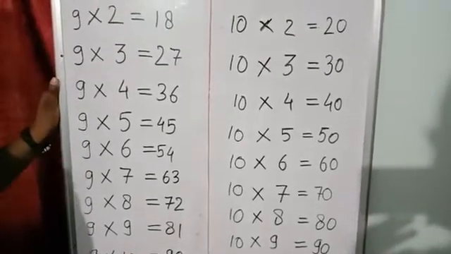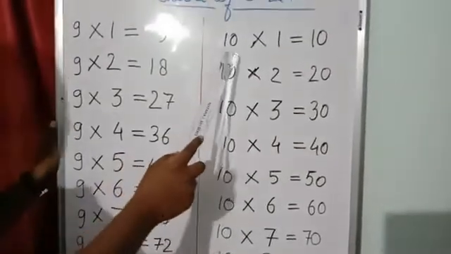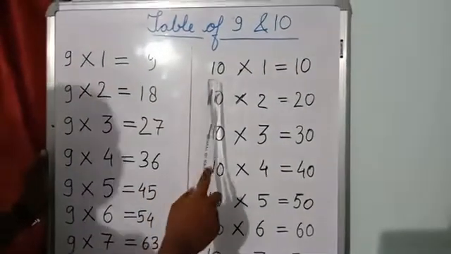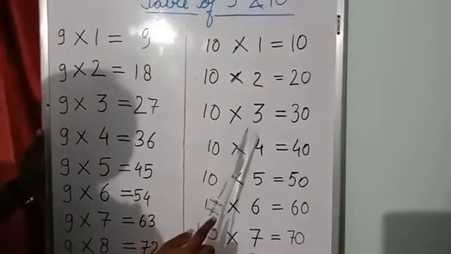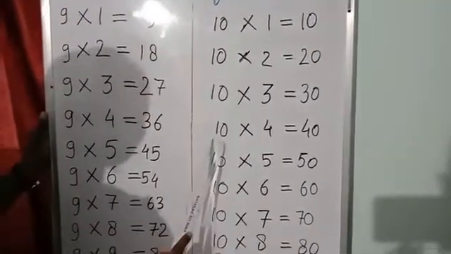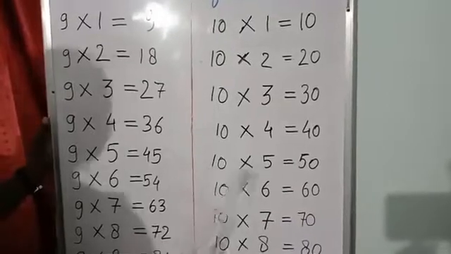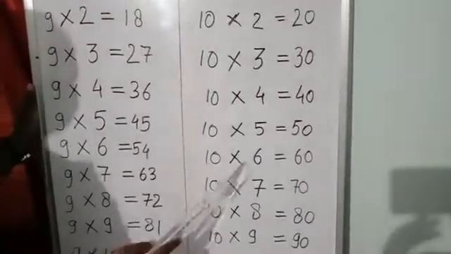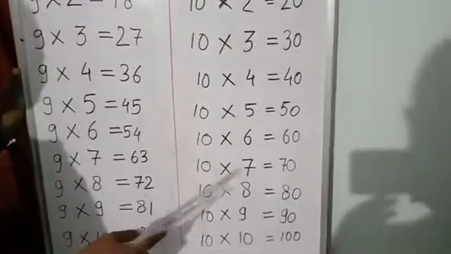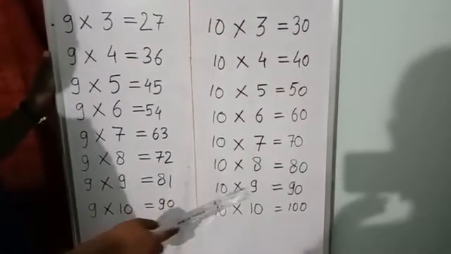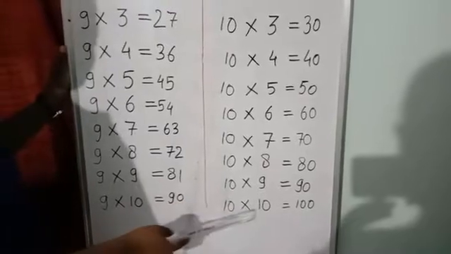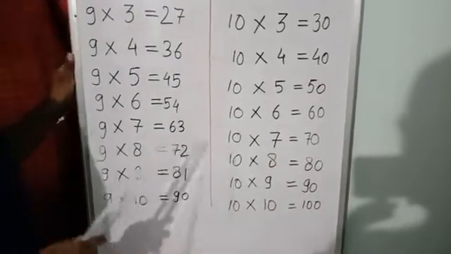Okay? Now the next table is table of 10, that is too easy. 10 ones are 10, 10 twos are 20, 10 threes are 30, 10 fours are 40, 10 fives are 50, 10 sixes are 60, 10 sevens are 70, 10 eights are 80, 10 nines are 90, 10 tens are 100.